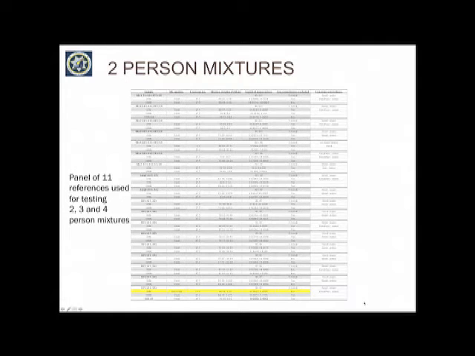All right, so I want to move on now to the results with the mixture samples. Now, for all of the mixtures, and this is a very busy table, but I will blow up an example and walk you through it in just a moment. But all of the 2, 3, and 4 person mixtures tested were tested against a panel of 11 reference profiles. And the true contributors to the 2, 3, and 4 person mixtures were among the 11 reference profiles.